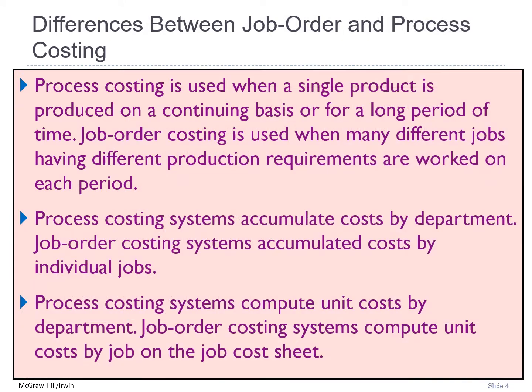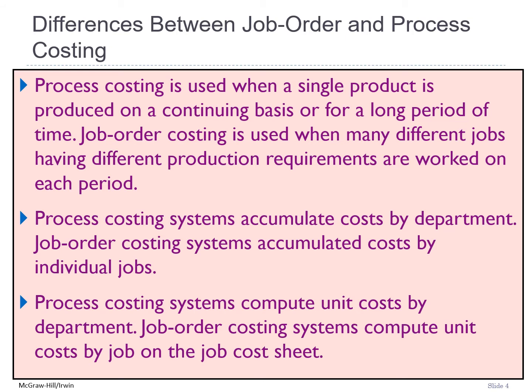The flow of cost through the manufacturing accounts is basically the same in both systems. So we're going to review or discuss the flow of costs in module 2, meaning the journal entries in the process costing system. Now, what is the difference between job order and process costing system? The process costing system is used when a single product is produced on a continuing basis or for a long period of time.